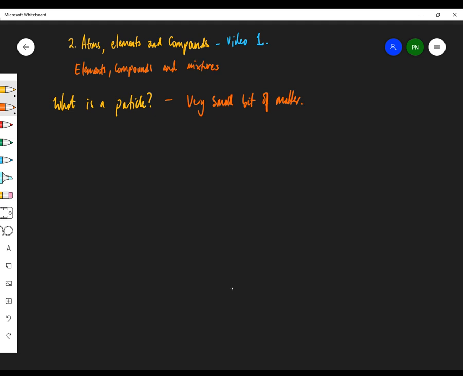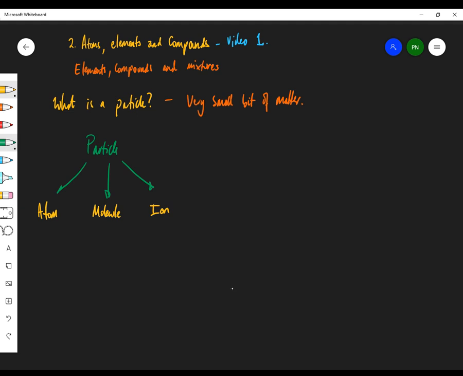Now in chemistry we have the word particle, and generally we split it up into 3. Anytime we say particle, we could mean one of these things. We could be talking about an atom, we could be talking about a molecule, or we could be talking about an ion.